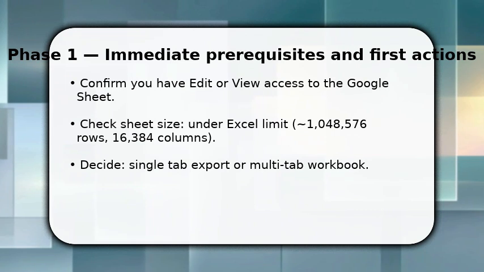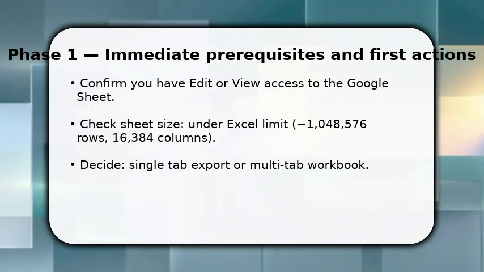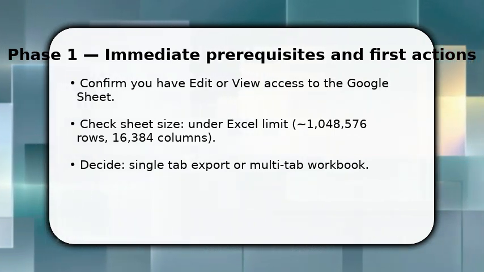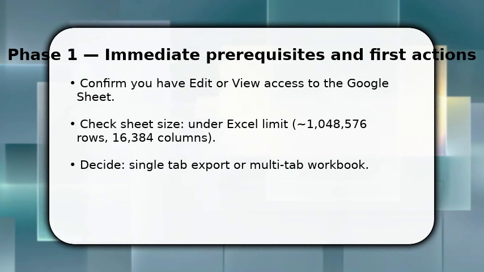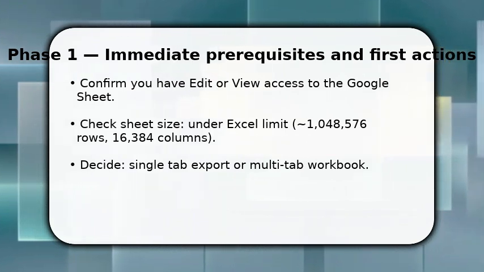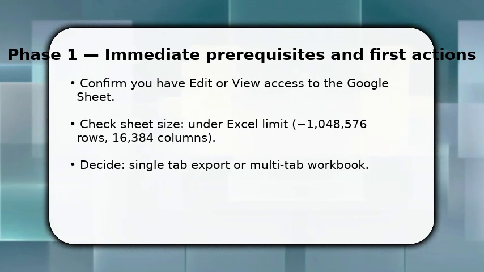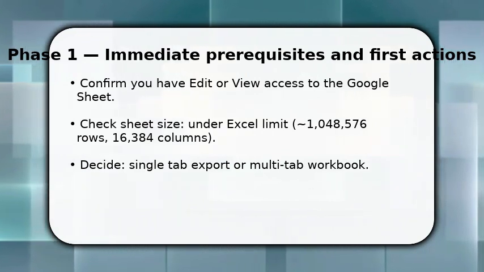Next, remove volatile formulas if possible, because Excel may interpret them differently. Then choose whether to export one tab or all tabs as a workbook, since that choice affects file structure, and whether you keep intersheet references intact.